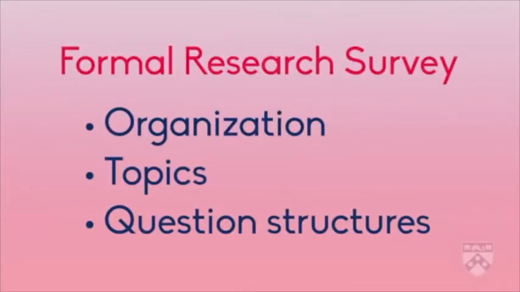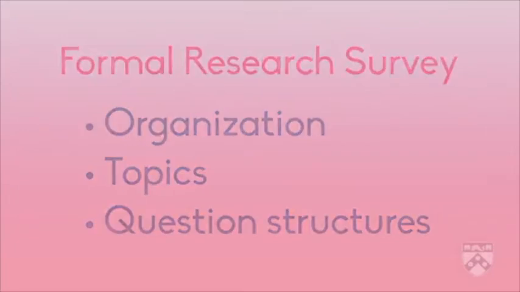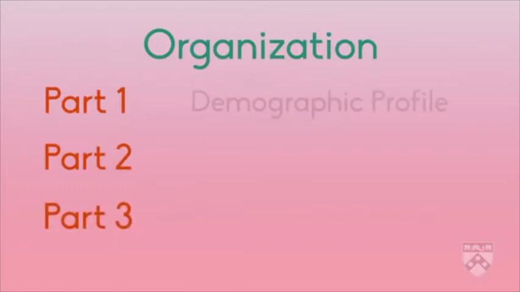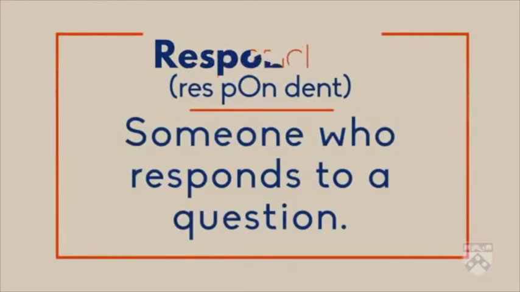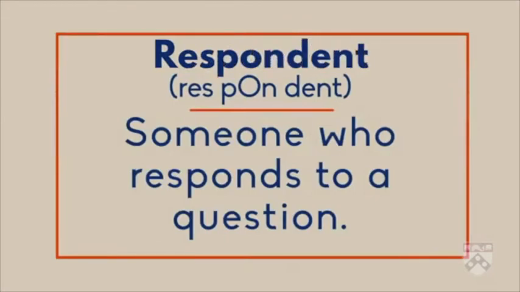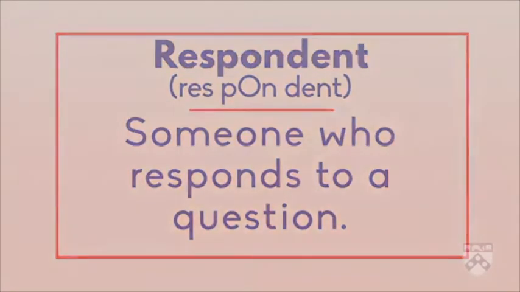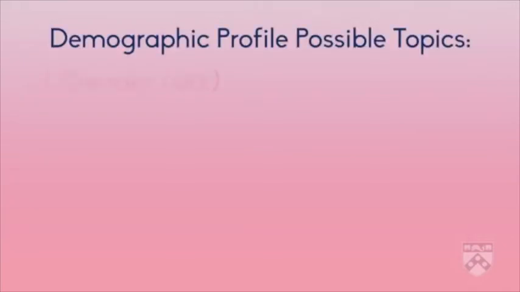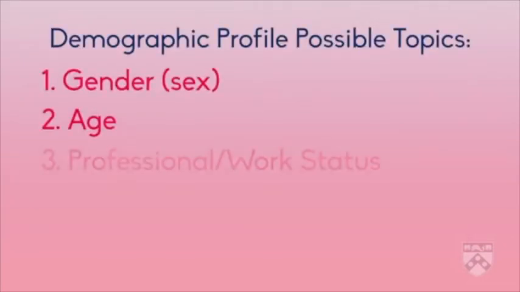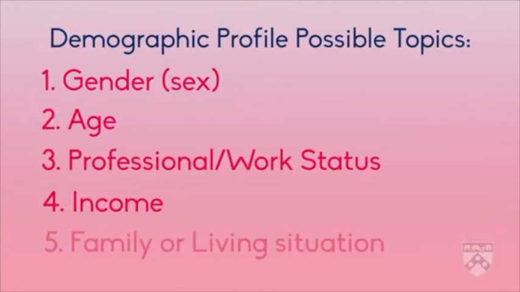Now let's look at survey organization, some sample topics, and question structures. A survey is usually divided into 3 parts. Part 1 is the demographic profile to understand basic information about the respondent. This can include gender, age, professional work status, income, family, or living situation.